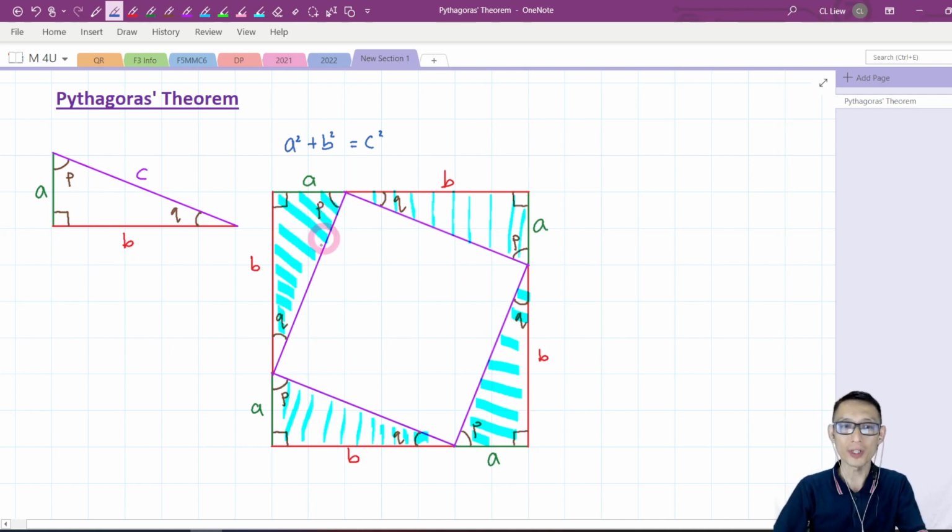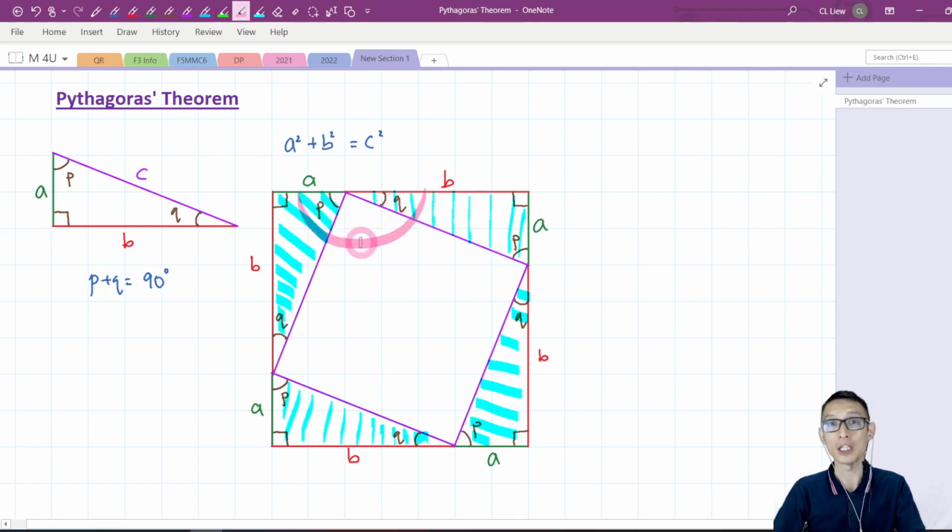So how do I know that this is actually a square? Try to think. We know that the sum of the interior angles of a triangle will always be equal to 180 degrees. So this is 90 degrees. From here we know that P plus Q will always be equal to 90 degrees, right? So this is a straight angle. One straight line here will be 180 degrees, and we know that P plus Q is equal to 90 degrees, right? So if we take 180 minus P and minus Q, definitely we will get 90 degrees.